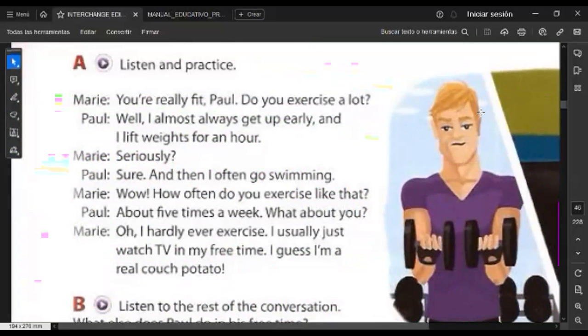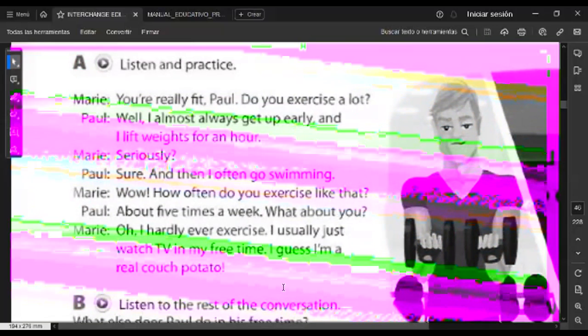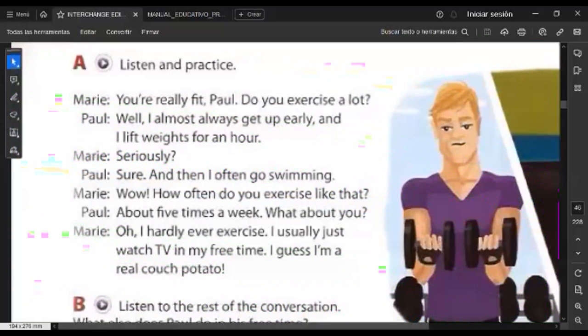¿Tiene preguntas con la pronunciación o el vocabulario? No questions. Yes, what is seriously? What is the meaning of seriously? Seriously. Repita for me. Seriously. Seriamente. ¿En verdad? Es como decir, ¿en serio? ¿De veras? Seriously.